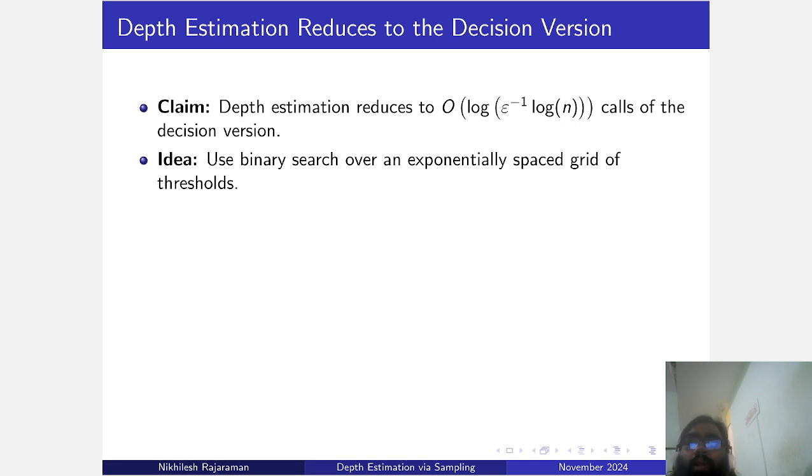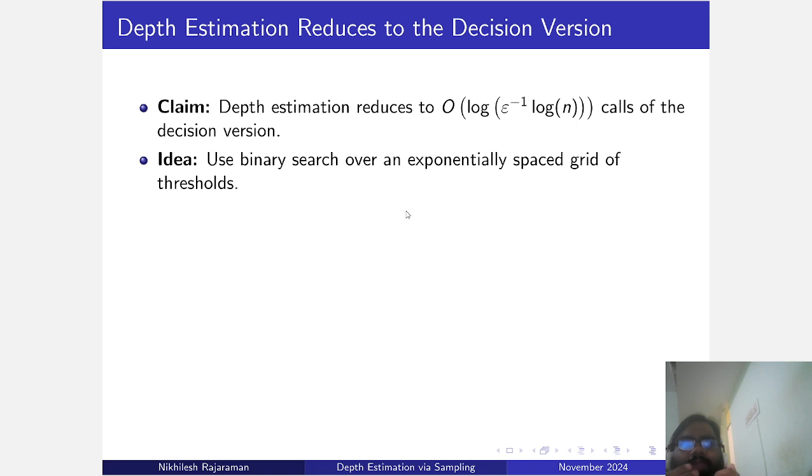Now, but here we don't have log n, but we rather have something which is order log n calls of this decision version. And to bring this down from log n to log log n, we'll crucially exploit the fact that we don't actually need to find the exact depth, but we're happy if we can find the correct answer within an epsilon factor error.